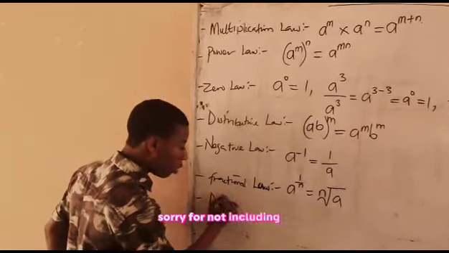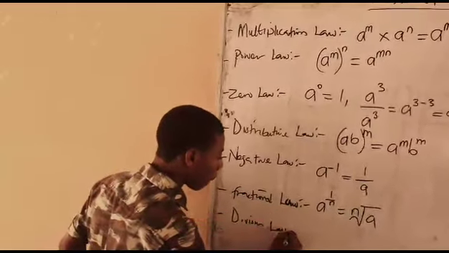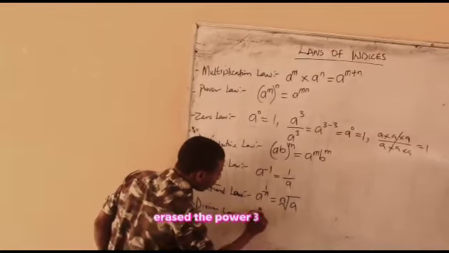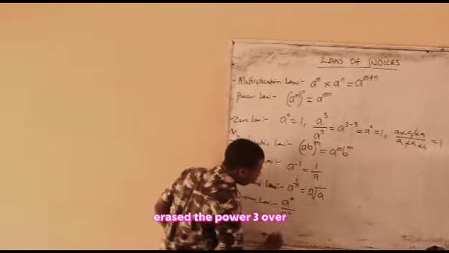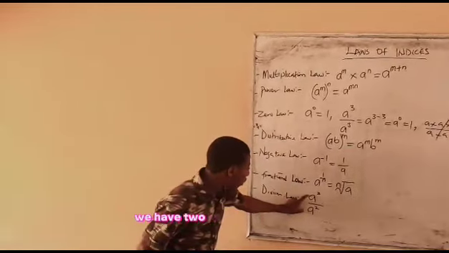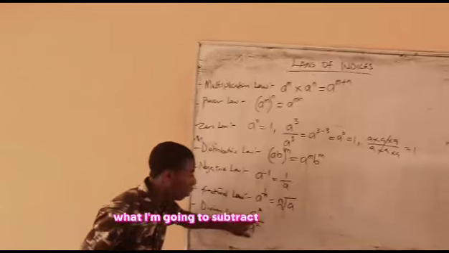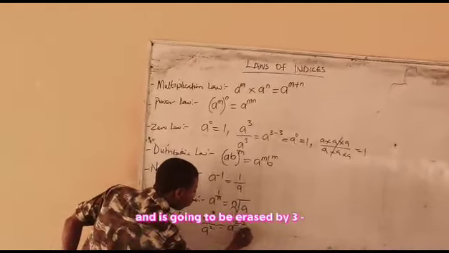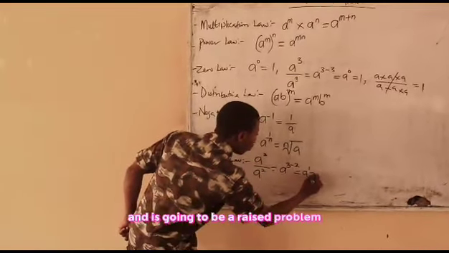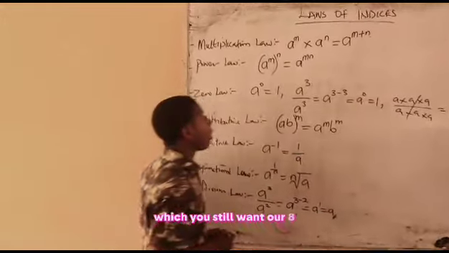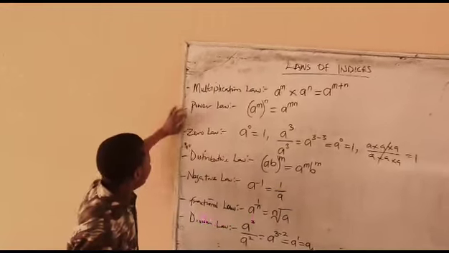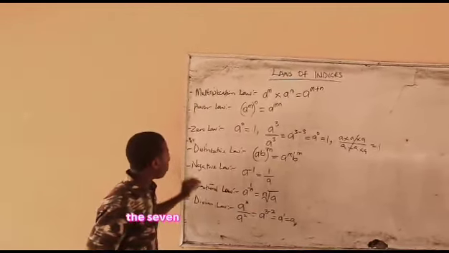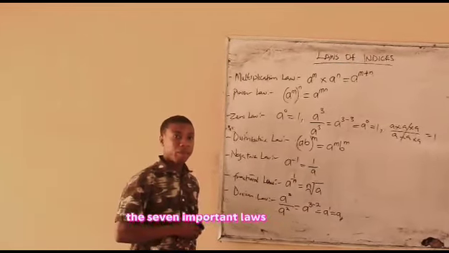Sorry for not including it. We have the division law. The division law says you have a raised to the power 3 over a raised to the power 2. Now we have two identical bases here. What I'm going to do is subtract the exponents. And this is going to be a raised to the power 3 minus 2. And this is going to be a raised to the power 1, which is still what? Our a. So we have 1, 2, 3, 4, 5, 6, 7, the 7 important laws in indices.